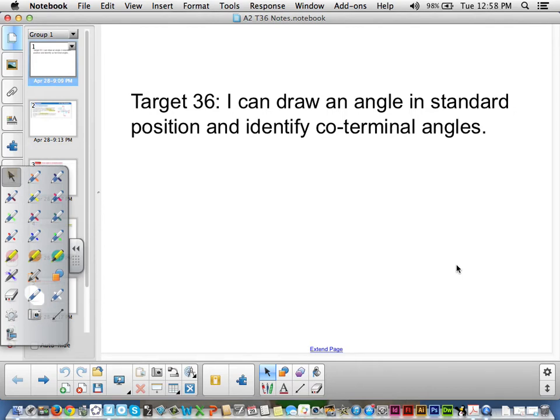Algebra 2, target 36. I can draw an angle in standard position and identify coterminal angles.